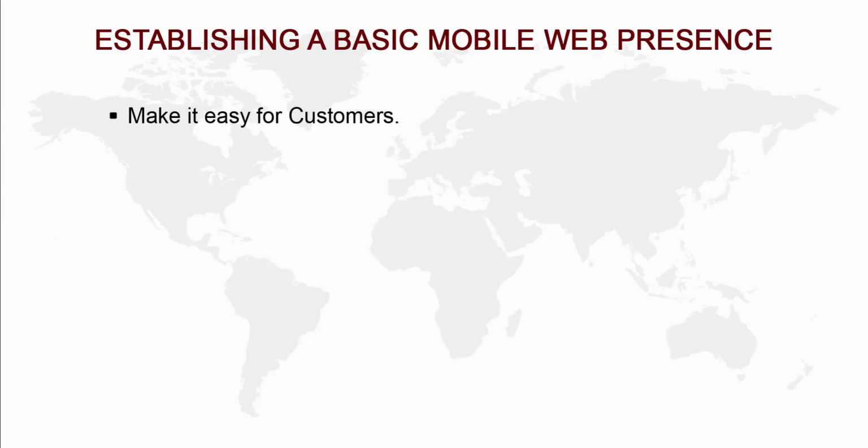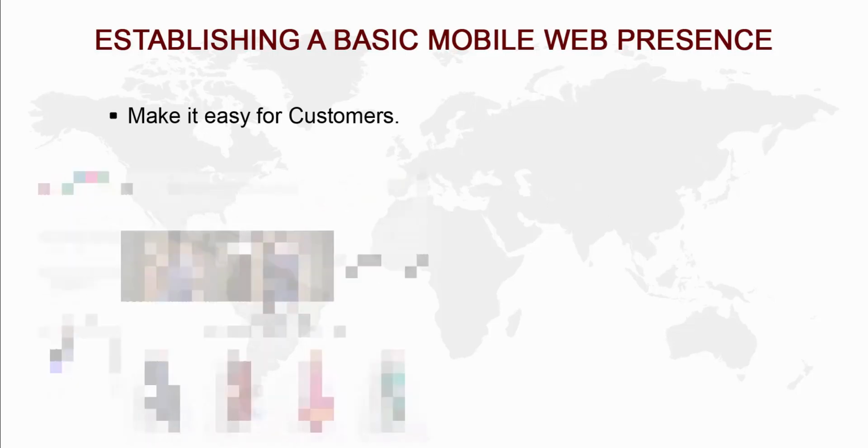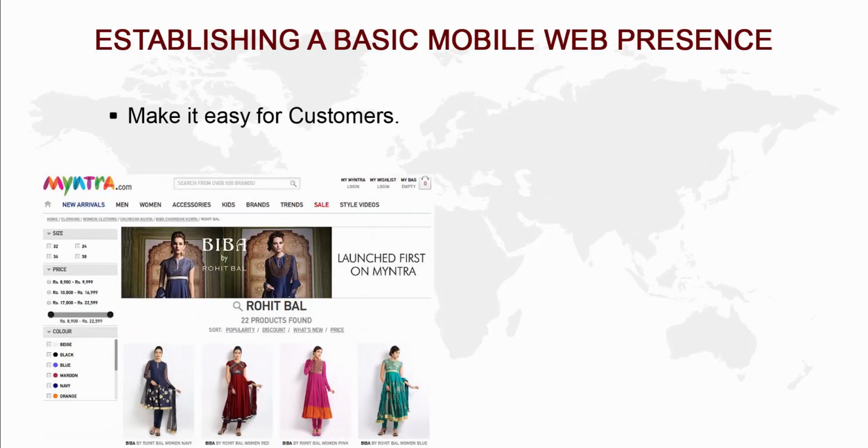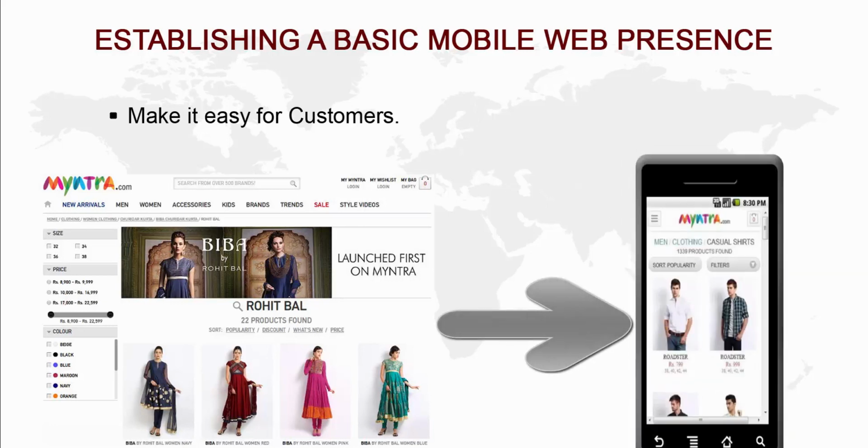Now let's see why companies have migrated from the desktop and entered directly into the mobile application, which is also called mobile web presence. We have an example of a company called Myntra, where the company has shifted its base from the normal desktop application directly to mobile applications. So it makes it easy for customers to browse, which we can see in the current example.